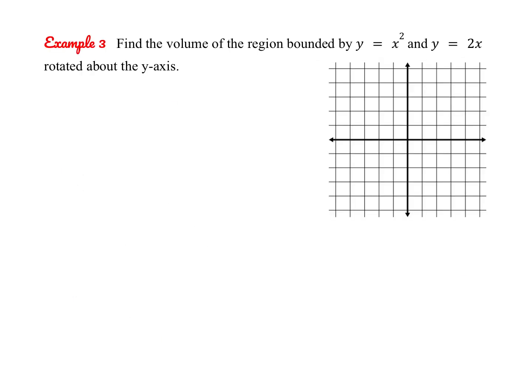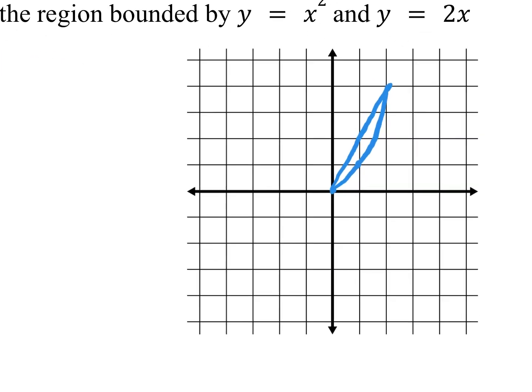All right, let's try another one together. So let's start with our bounded area. We have these two curves, and then rotated about the y-axis. So here's our quadratic, and then here's our linear function, y equals 2x. So it will look like this once it's bounded.